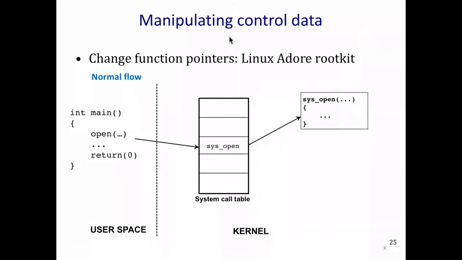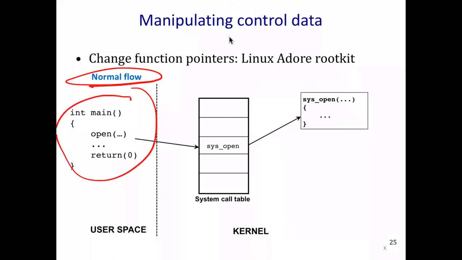Okay, for example, this is a normal flow: when a process is calling a system call, like the open system call, it will go to the system call table, right? And then the system call table will look at the pointer, which will point to a routine inside the OS, which will execute in kernel mode or protected mode. Okay, what could be one way of changing this? So this is a normal flow.